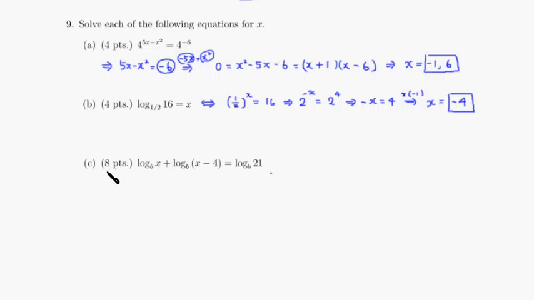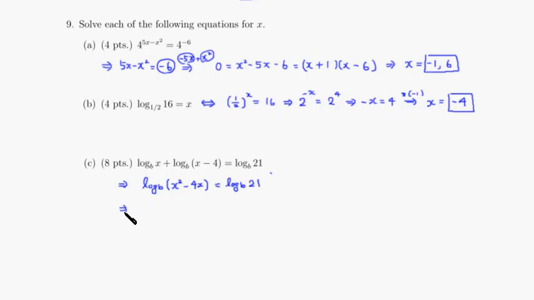All right, let's look at part C. We need to compare these two, but we can combine the left-hand side as a single log. We're going to write it as a log to the base b of, since addition becomes multiplication, x times x gives you x squared, and x times -4 gives you -4x. So this is equal to log to the base b of 21.